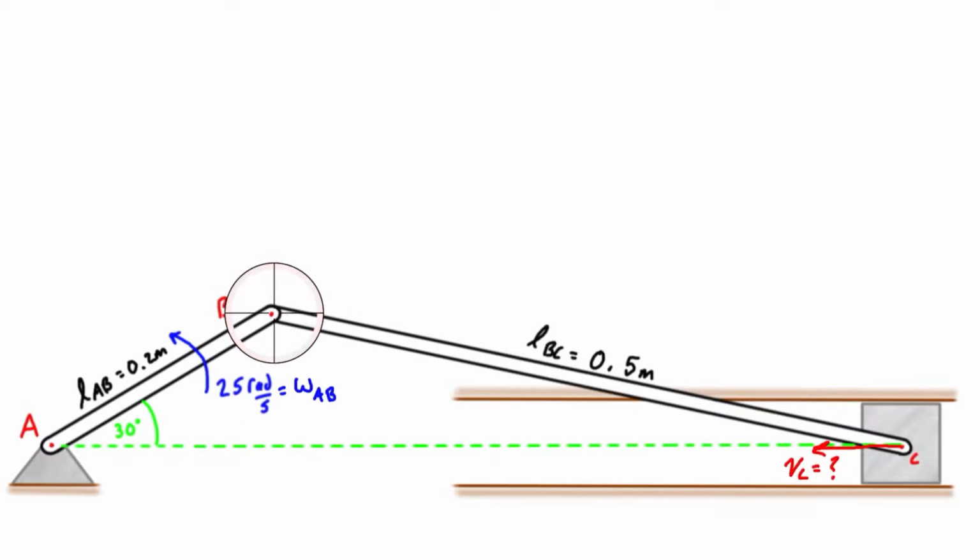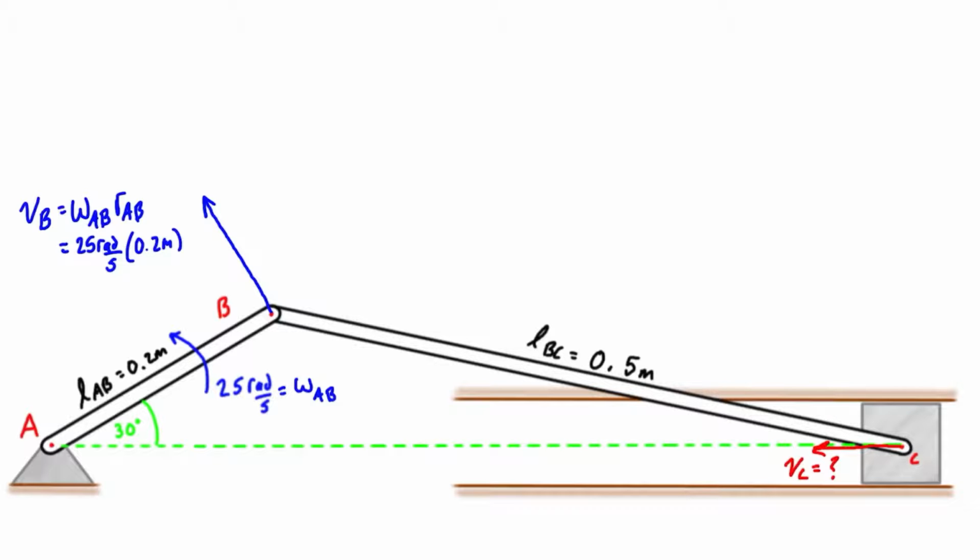So right away we can identify what VB is. It's going to be tangent to the circular path that it's traveling, and VB will just be equal to omega AB times RAB. RAB is just the length of AB. It's just more common to see it written that way, so that's going to be equal to 25 radians per second times 0.2 meters, and VB is equal to 5 meters per second.